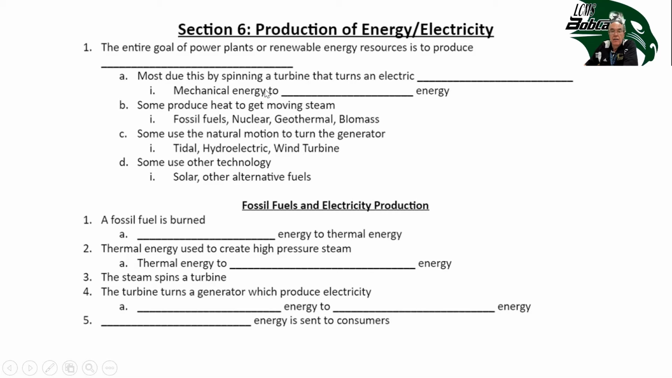The entire goal of power plants, renewable energy resources, is to produce electricity. Now, electricity is one of the most useful forms of energy that people have. It can be transported long distances. And then, remember, we were talking about energy conversions. Electricity can really be turned into all the other forms of energy. We can produce chemical potential energy from it. If you have enough electricity, you can actually make oil.